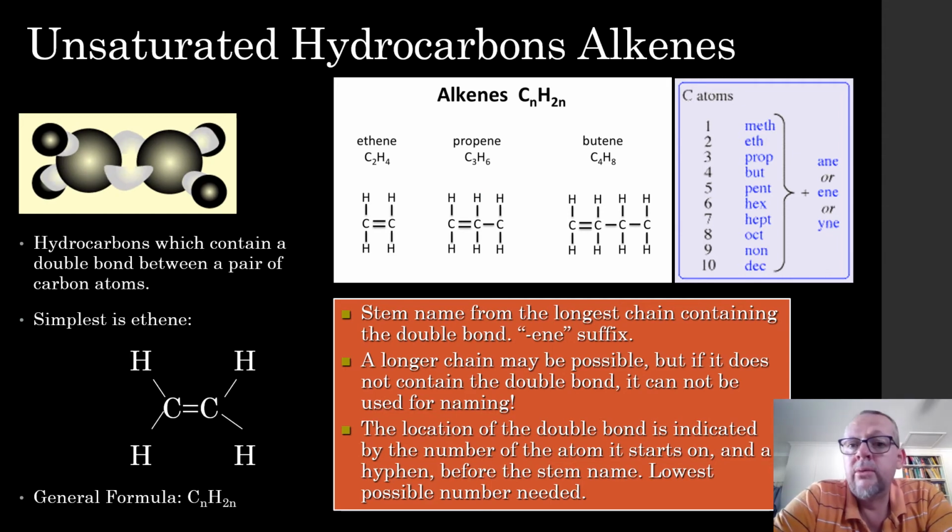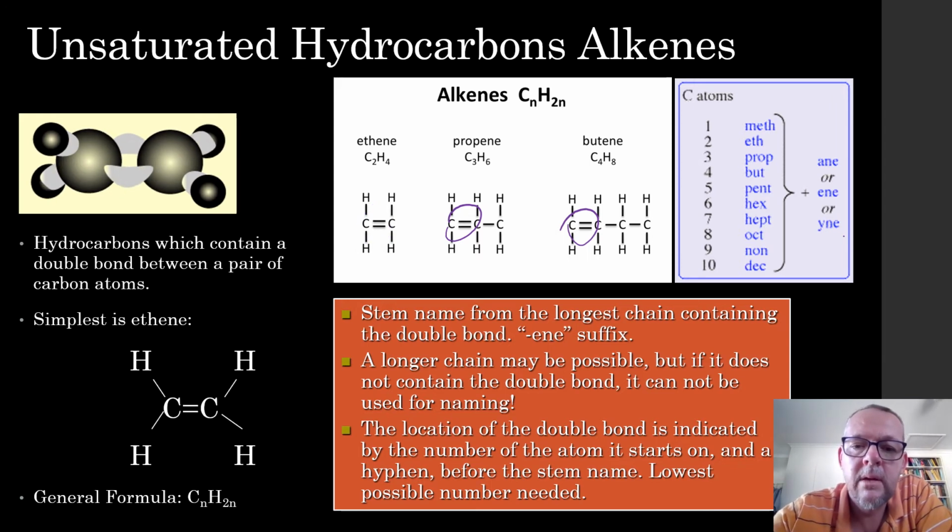Now, let's think about some unsaturated hydrocarbons, and these are called alkenes and alkynes and so on. Hydrocarbons which contain a double bond between a pair of carbon atoms are called alkenes. The simplest is ethene, and the general formula of alkenes is CnH2n. The first 3 are ethene, propene and butene, and you can see that the presence of this double bond indicates that this is an alkene.